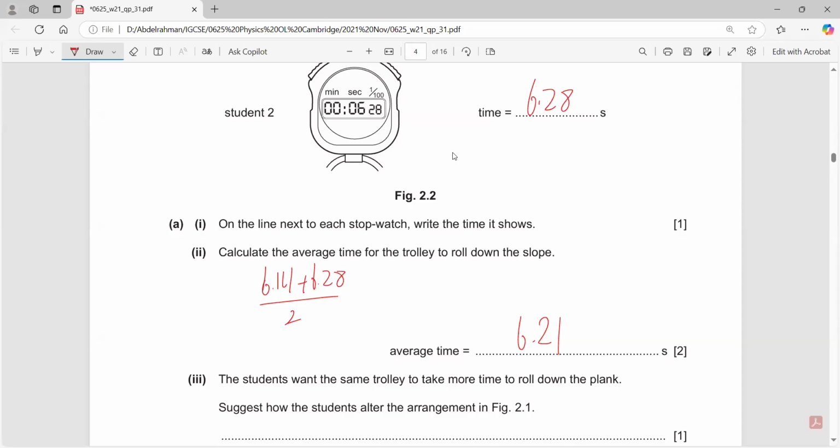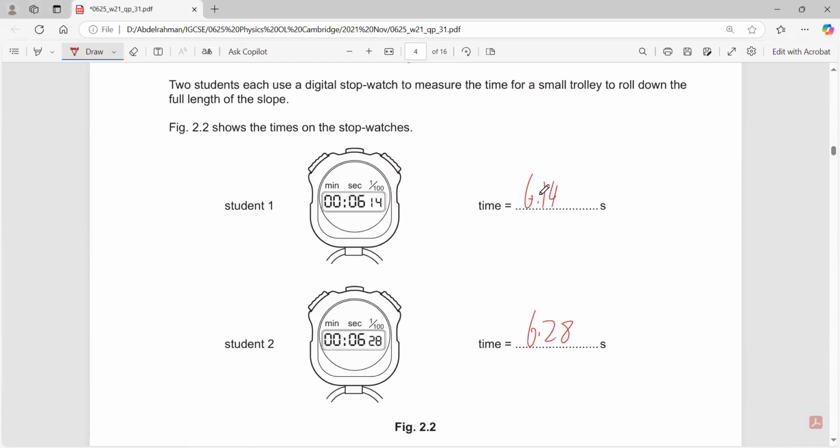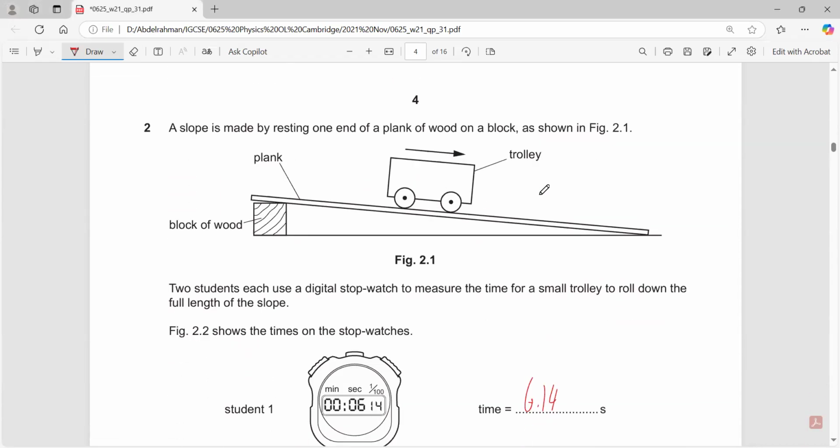The students want the trolley to take more time. You need it to take more time. Suggest how the students can alter this arrangement. How can they change this arrangement in order for the trolley to take more time? If you look at the figure, can I change the slope of this plank? Yes, definitely. I can change the slope.